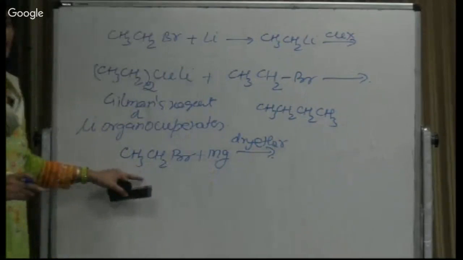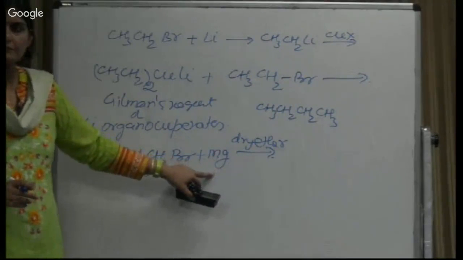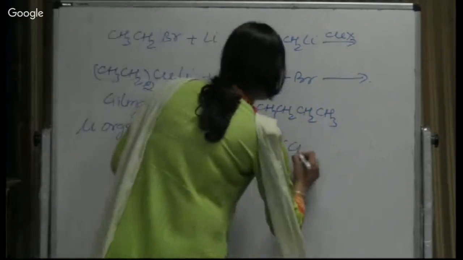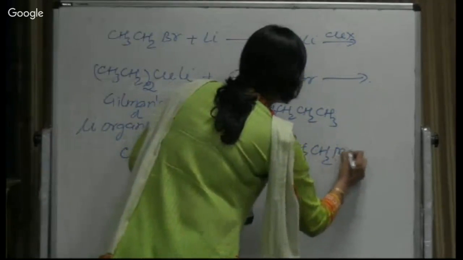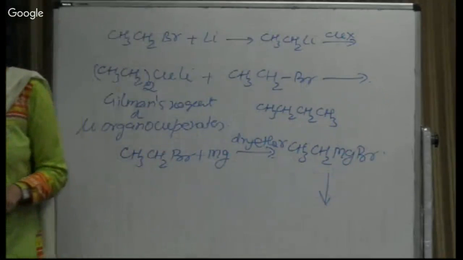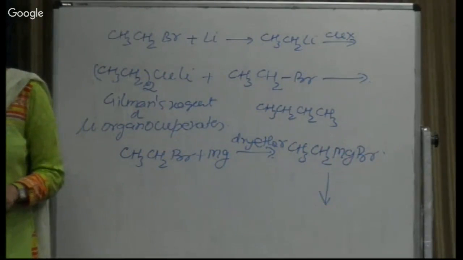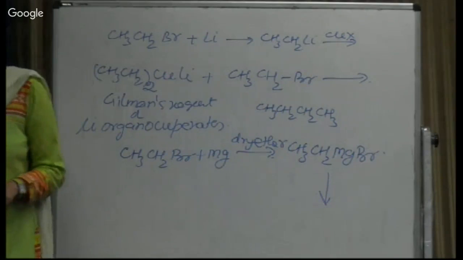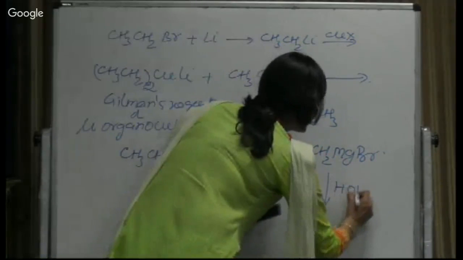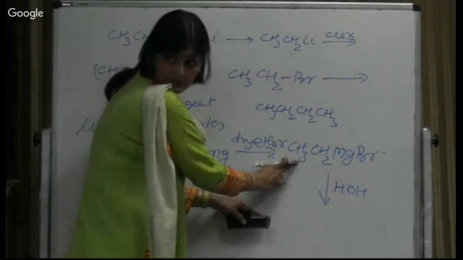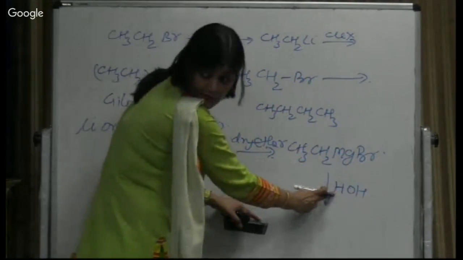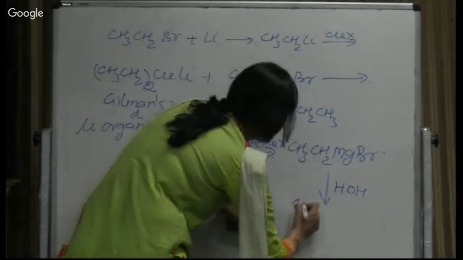If you have an alkyl halide and you react it with magnesium in dry ether, you will get Grignard reagent being formed. Now these Grignard reagents react with compounds having active hydrogen, including water. If you react it with water or with alcohol, the ethyl group here and this hydrogen comes from here. So you will get ethane.